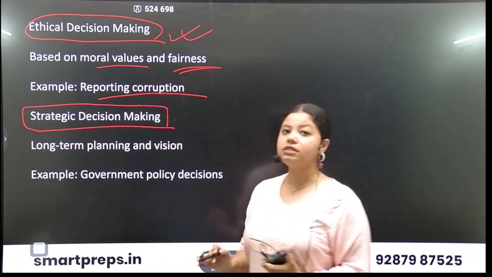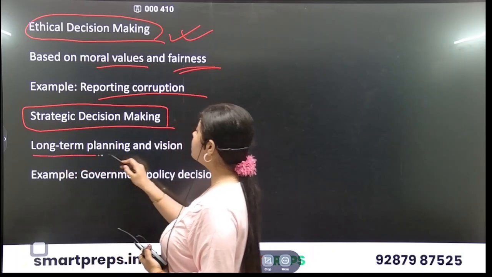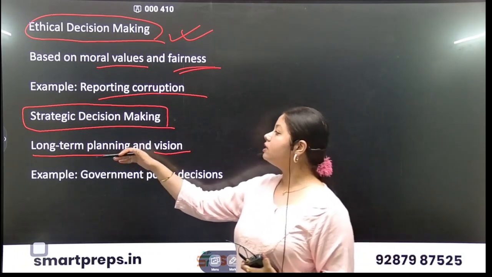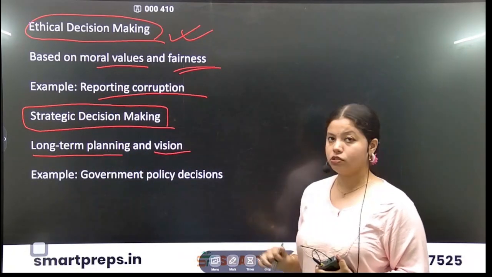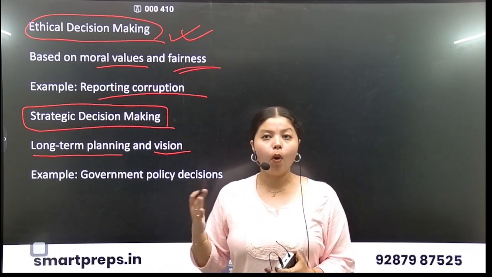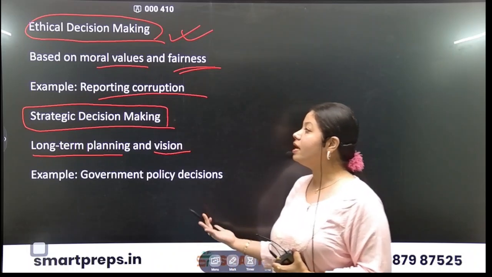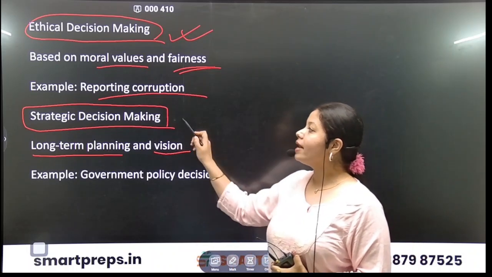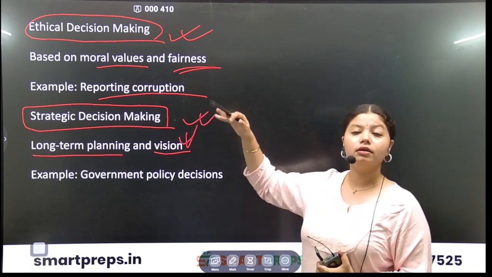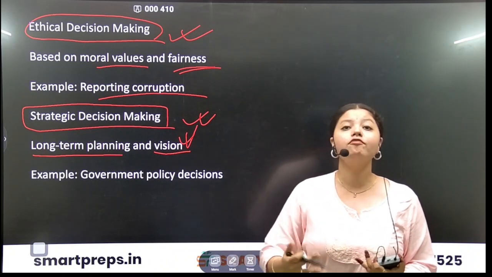Okay, next is strategic decision making. What is strategic decision making? It means long-term planning and vision. So you have a strategy. Why did you take this decision? What is your strategy after taking the decision? So that decision making is known as strategic decision making. It means it is a long-term planning and having a vision. Yes, I have a vision. That is why I have chosen this decision. I have a long-term plan.